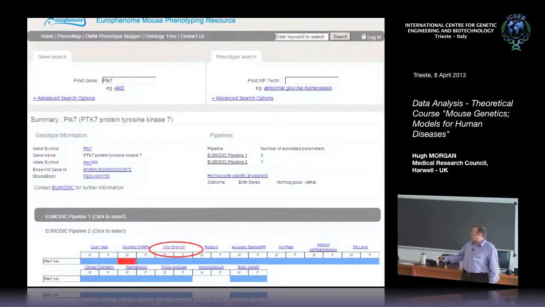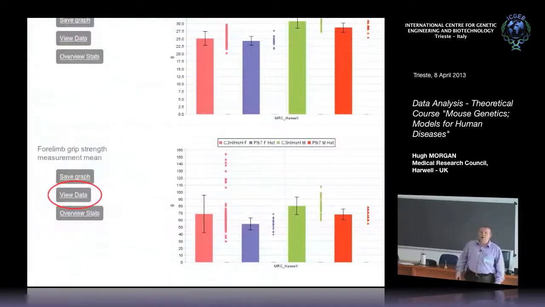It's not actually annotated here at the default level, so I click here and look at the data. I look at this graph and think, oh, look at this. I think in both the genders, the grip strength is a bit reduced. I want to look at this in a bit more detail and see if I think there is a real effect. To get it, I click on the View Data button.